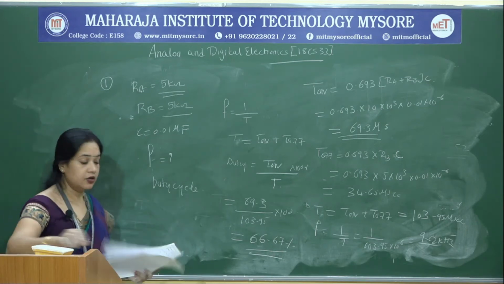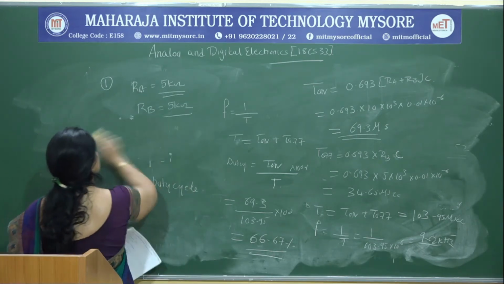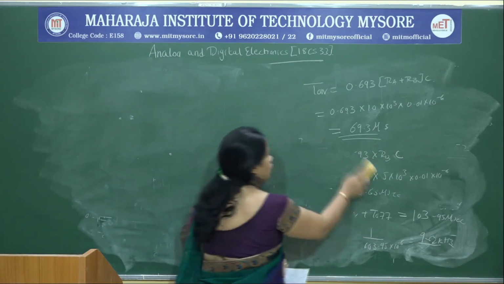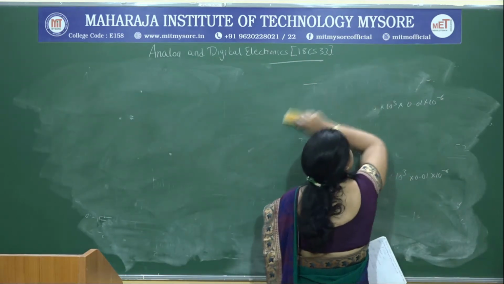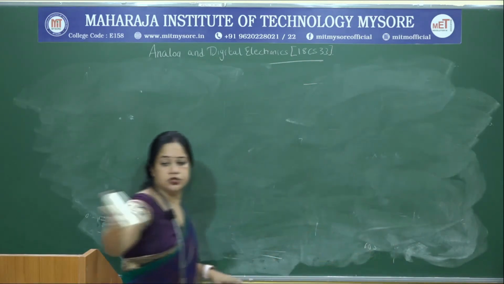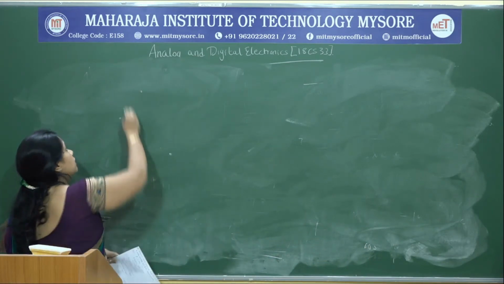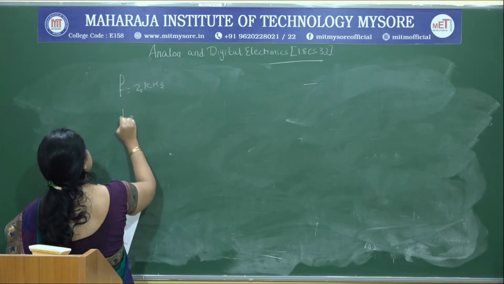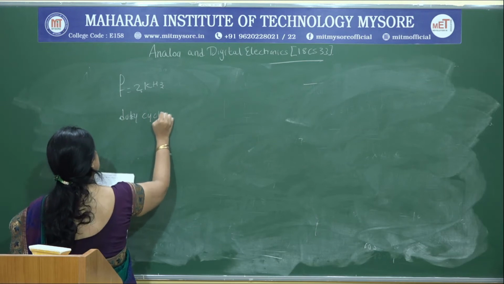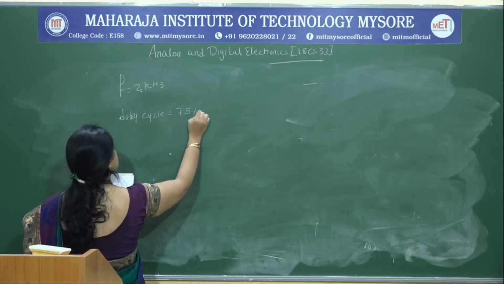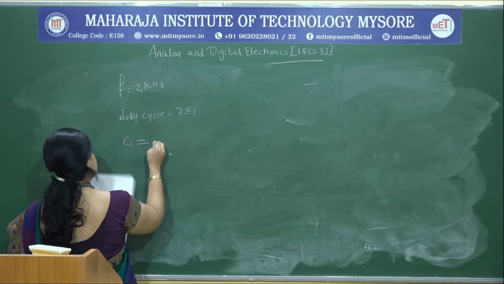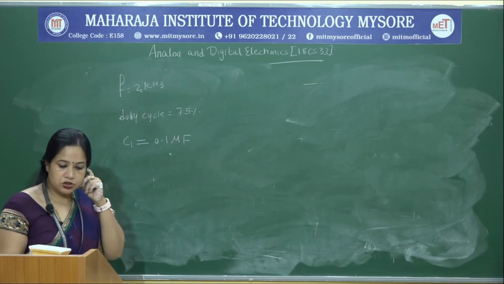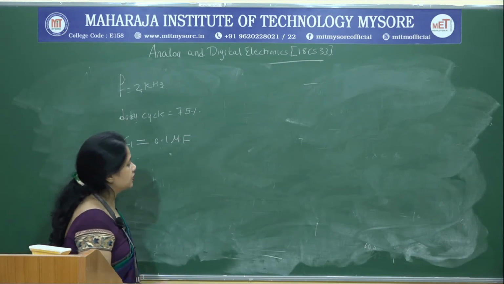Design an astable multivibrator using 555 timer for a frequency of 2 kilohertz. So, you are asked to design an astable multivibrator for frequency 2 kilohertz and duty cycle of 75%, and he also gives you the capacitance value to be taken as 0.1 microfarad. So, we are asked to design an astable multivibrator for these requirements.